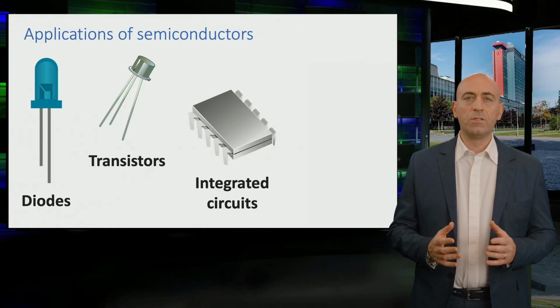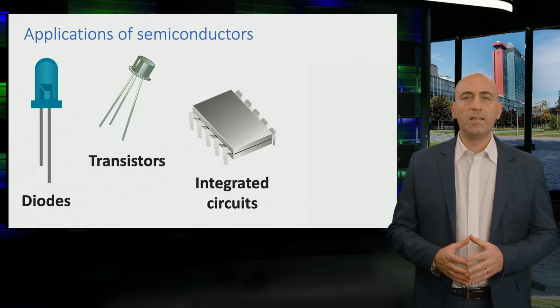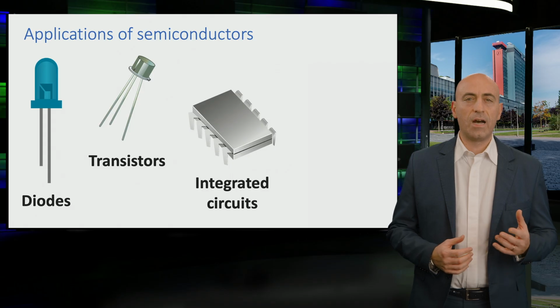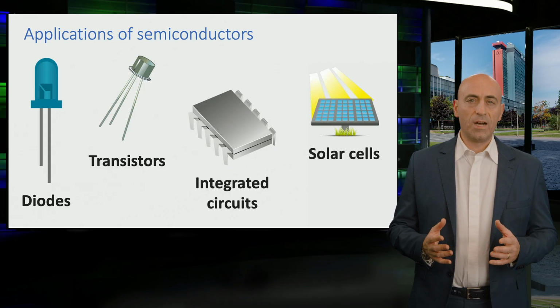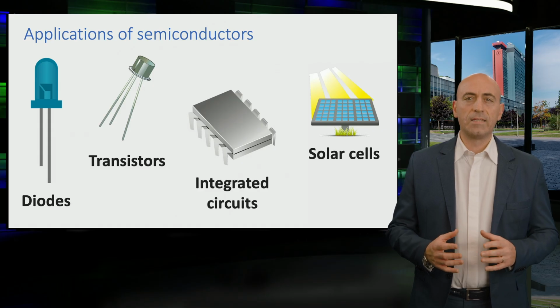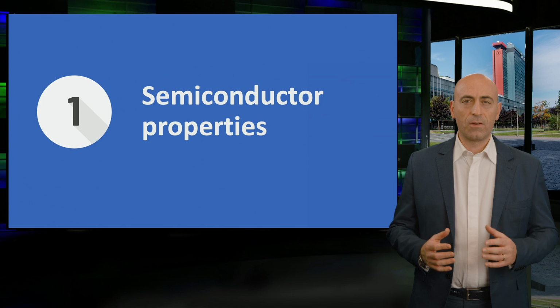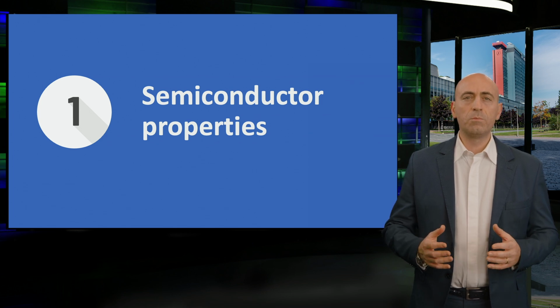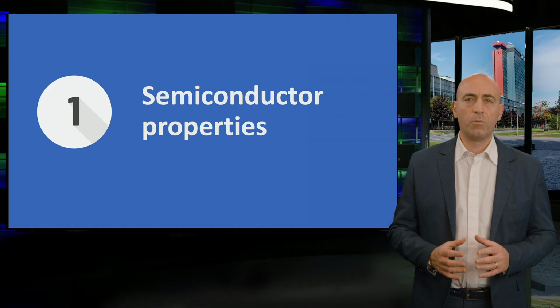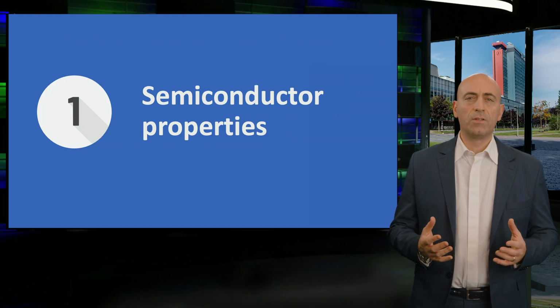Semiconductors are materials used in many applications. We can find them in electronic devices such as diodes, transistors, or integrated circuits. But for us, they play a crucial role as active materials in solar cells. But what is a semiconductor? Let's define this term. We will do this by looking at important material properties that define a semiconductor.